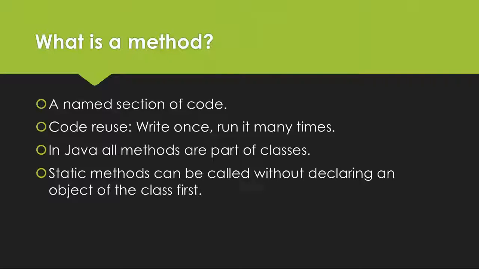In Java, methods are part of classes, so you cannot create a method unless it's a member of a class. And static methods can be called without declaring the object of the class first. And you've seen this in examples when we use System.out.print, for example.